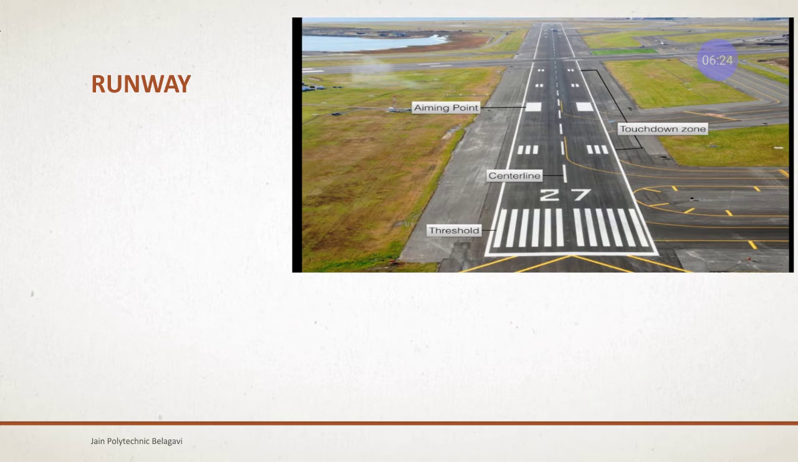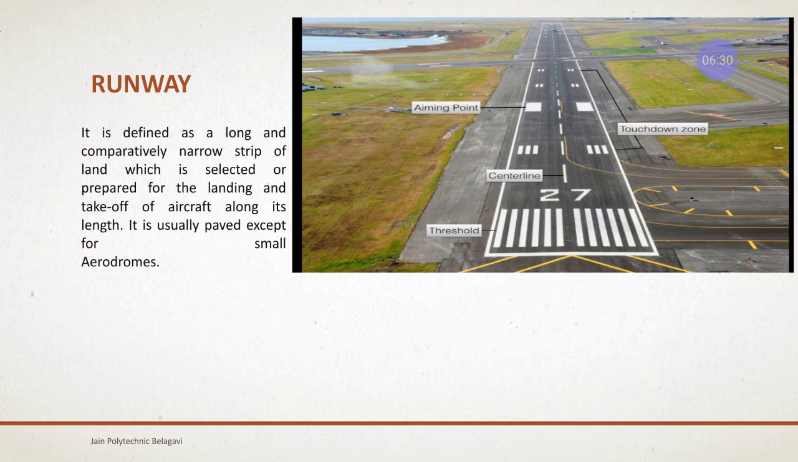We will be studying in depth about the markings in the coming slides. Okay, so this is a definition. It is a long, comparatively narrow strip of land which is selected or prepared for landing and takeoffs of the aircraft along its length. It is paved except for small aerodromes.